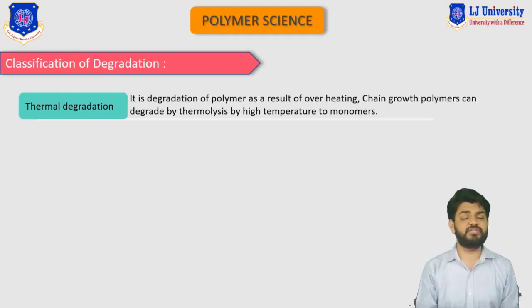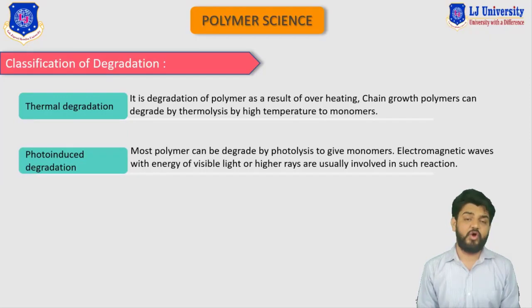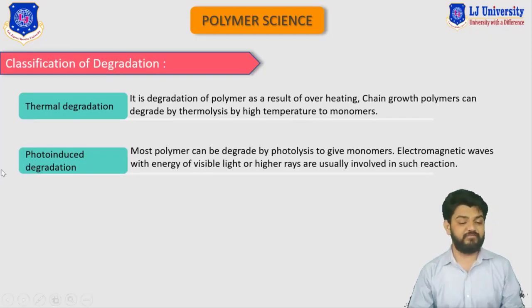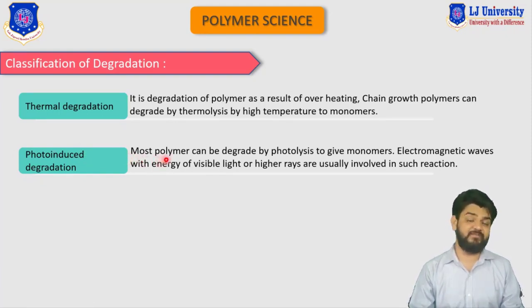Now, if we discuss the further classification of this degradation process, then we have photo-induced degradation. The majority of polymers are degraded by this photo-induced effect. You can see here, most polymers can degrade by photolysis to give a monomer. Electromagnetic waves with the energy of visible light or higher are usually involved in such reactions.